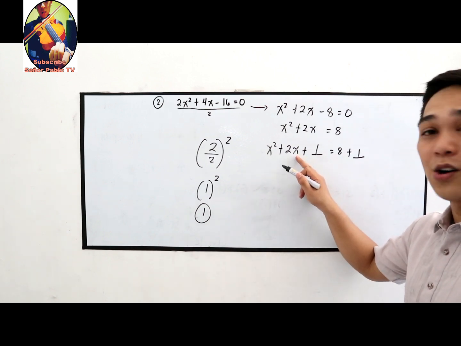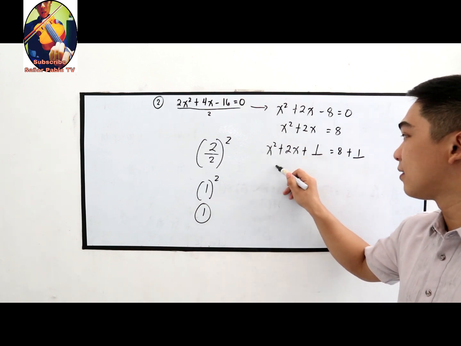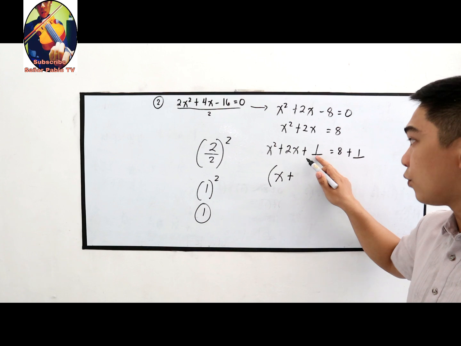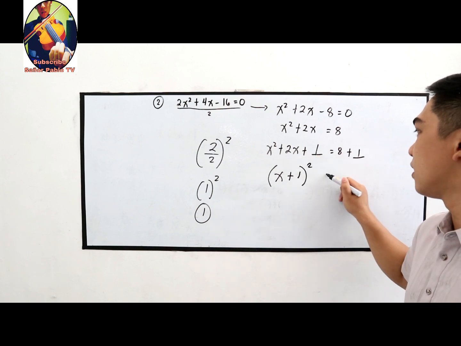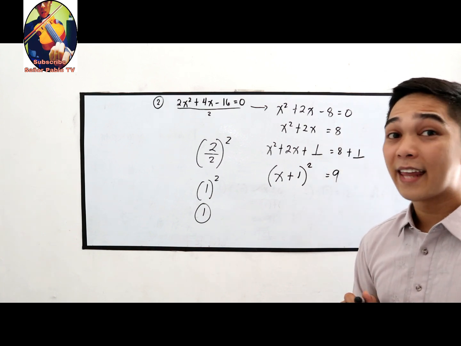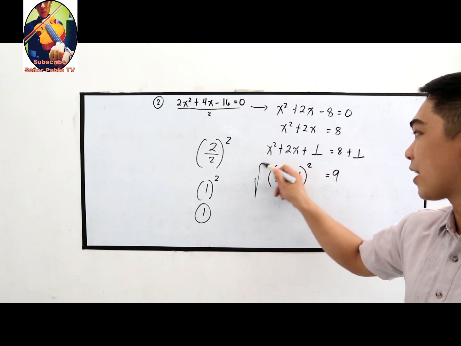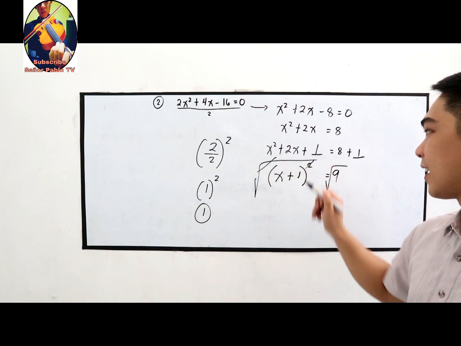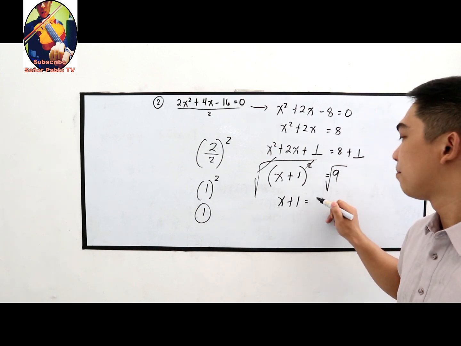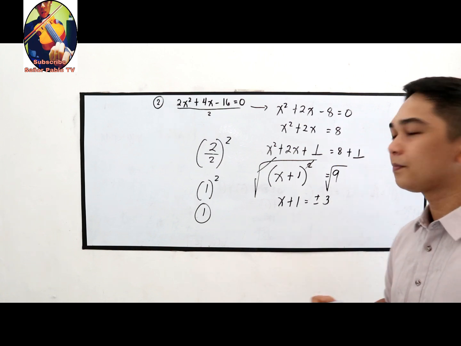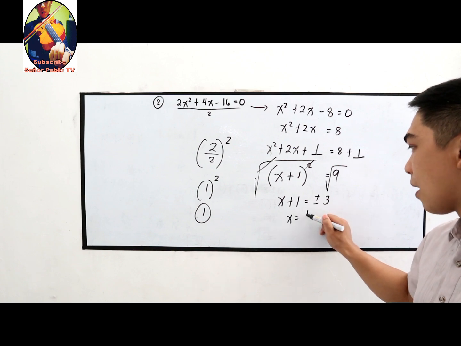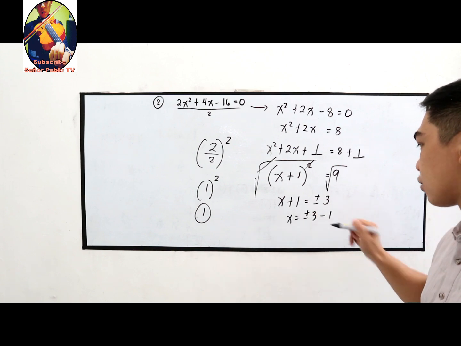And, gawin natin tong square of a binomial. So, we have x, copy the sign of the middle term, plus square root of 1, 1. Then square. Is equal to 8 plus 1, 9. Then extract the square root. Para mawala si square. So cancel mo. So x plus 1 is equal to square root of 9, positive, negative 3. Then transpose natin si 1, x is equal to positive, negative 3, minus 1.